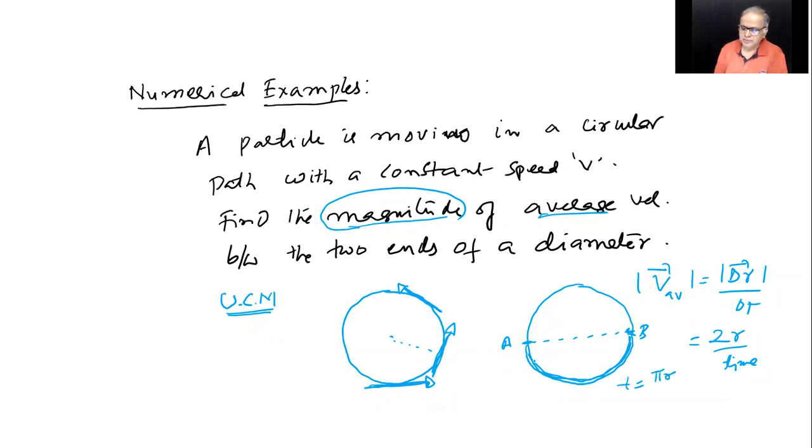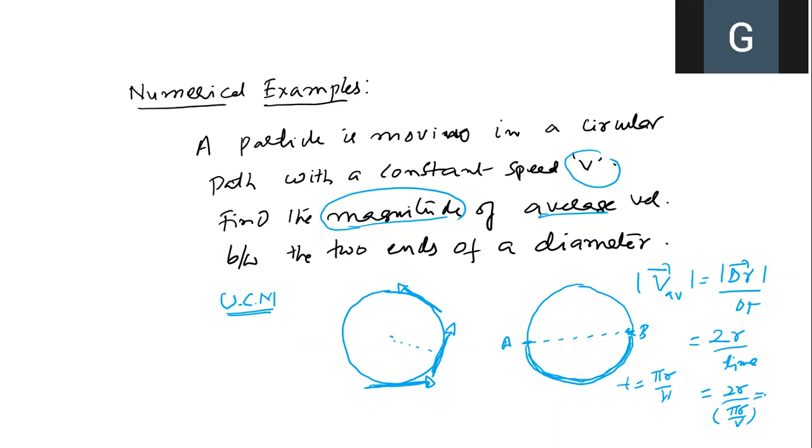So time, if I calculate, this distance is how much? Pi R. Speed is already given as V. So if I go for this, 2R by pi R by V, that is 2R by pi R into V, which is 2V by pi. Yes, sir. 2V by pi. So speed is V everywhere, but the magnitude of average velocity between two ends of the diameter is 2V by pi.